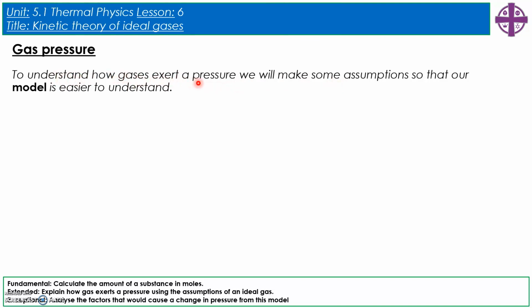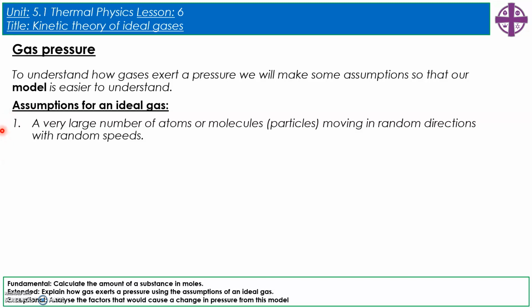So to understand how gases exert a pressure, we're going to make some assumptions so that our model is easier to understand. This is 5 really important points that you must have in your notes. So please make sure that you've all got them in your notes. There are 5 assumptions for an ideal gas, and a common exam question is to list them. Number 1, read it through.